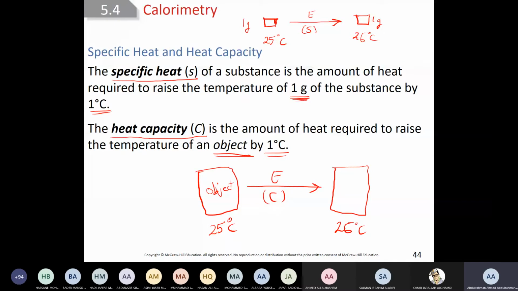But what's the difference between specific heat and heat capacity? The specific heat depends on the mass. It is for only 1 gram. While the heat capacity is for any amount, for any mass. Is this clear?